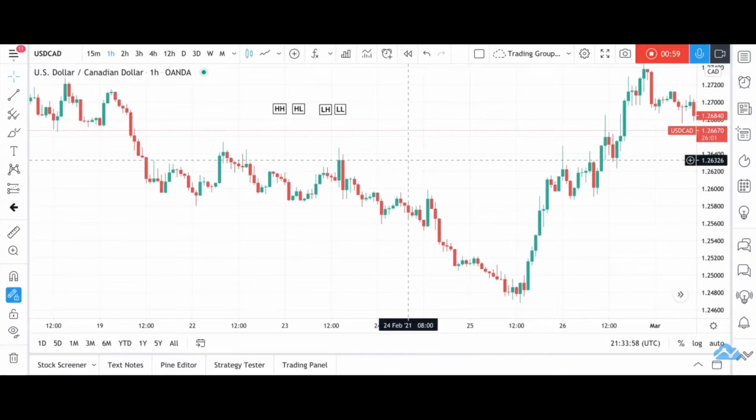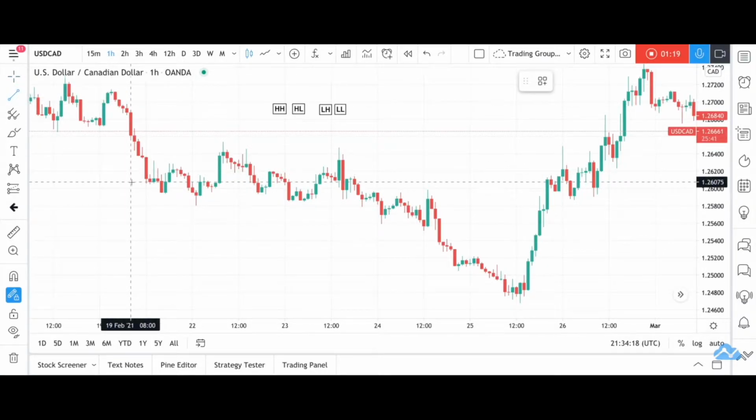So what we're going to be considering is higher highs, higher lows, lower highs, and lower lows. So that's going to really be what we'll talk about today. So first and foremost, what I'll do is, and this is really something that makes it a whole lot easier for you to see.